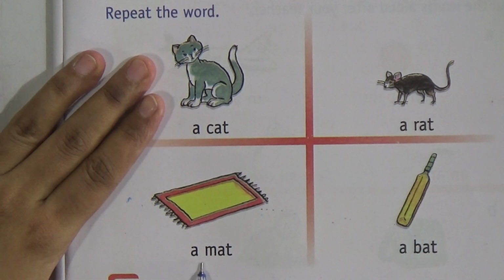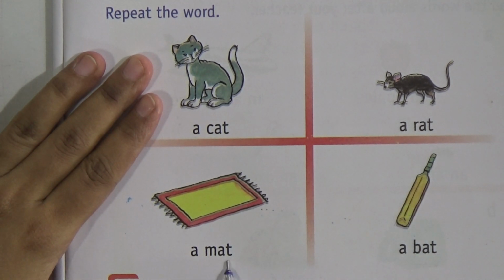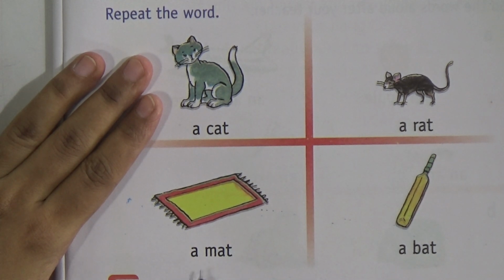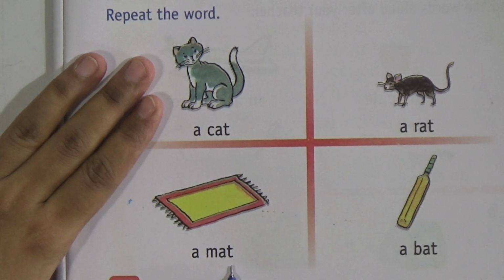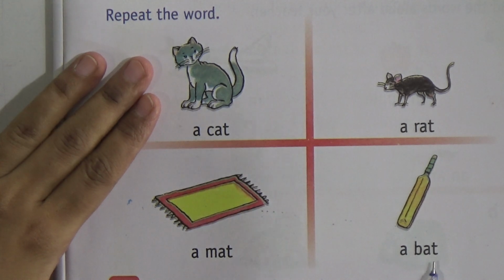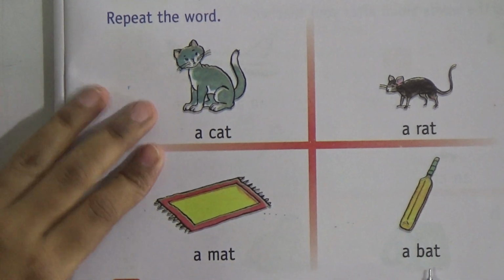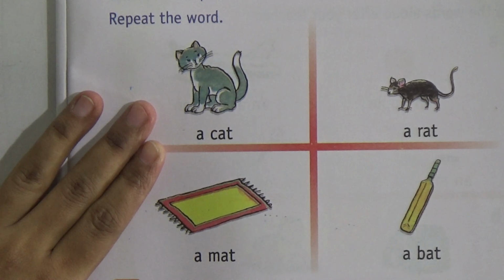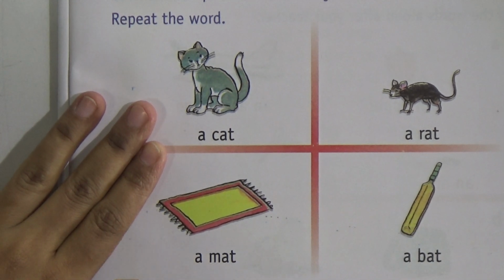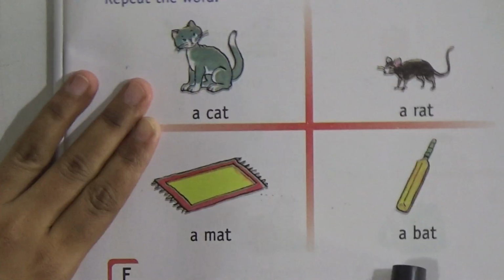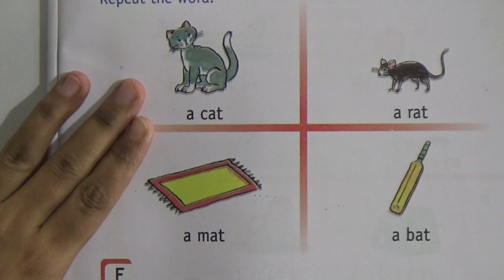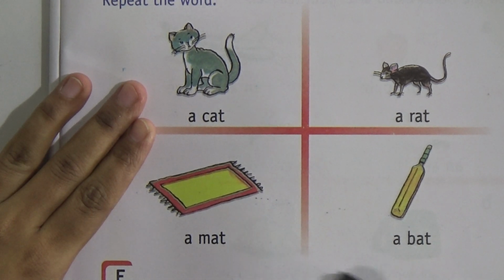Now the next one, just look here. What is this? This is the picture of a mat. M-A-T, mat. M-A-T, mat. And now just look here. What is this? This is the picture of a bat. We play cricket with a bat. B-A-T, bat. B-A-T, bat. B-A-T, bat.